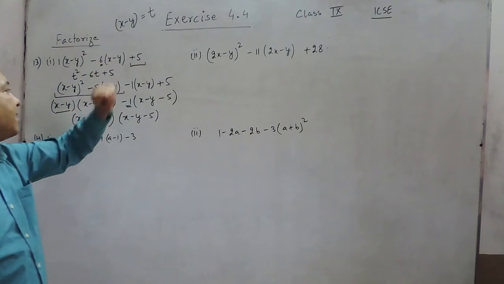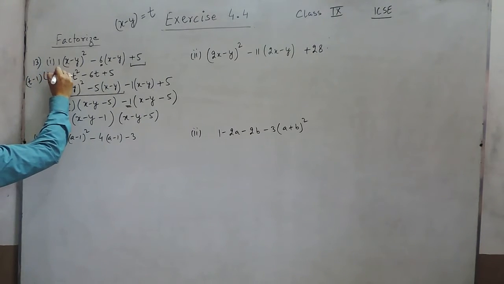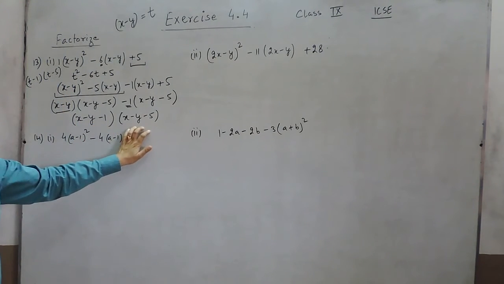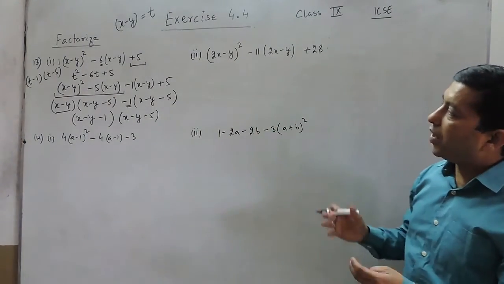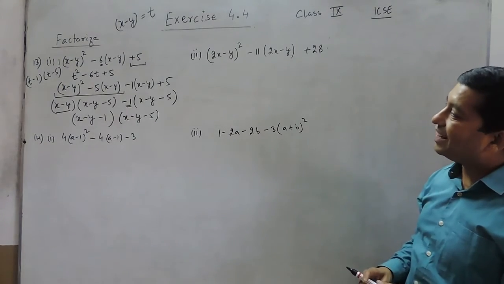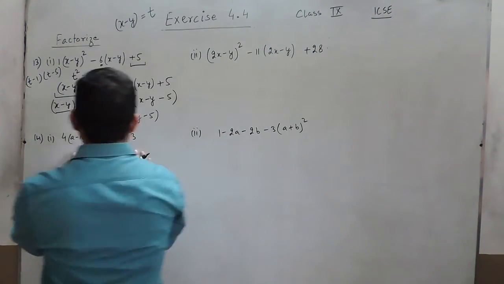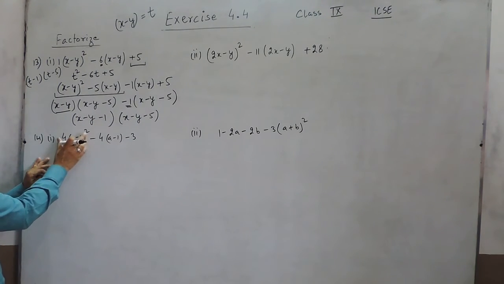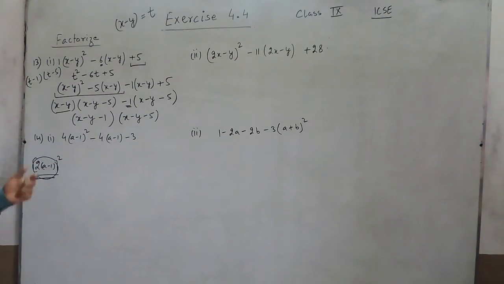If we had taken it as t, then our factors would have come t − 1 and t − 5. And if I put the value of t as x − y, again the answer would have come out to be the same. Now all the questions after question number 13 are the same, where we can take one bracket as a value t. Here also I can take 2a − y as t, because it is (2a − y)². So this whole value can be taken as a constant.